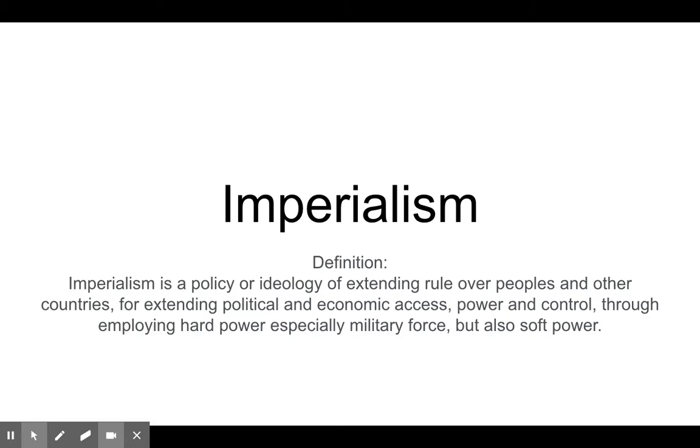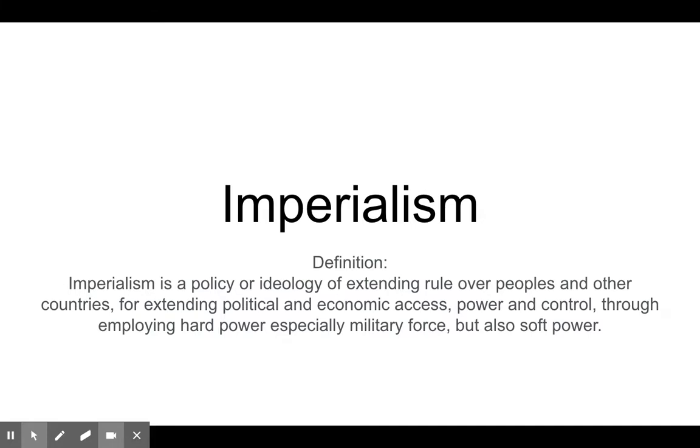So imperialism, what is imperialism? Here's a more formal definition that I'd like to read to you. Imperialism is a policy or ideology of extending rule over peoples and other countries, for extending political and economic access, power, and control through employing hard power, especially military force, but also soft power.